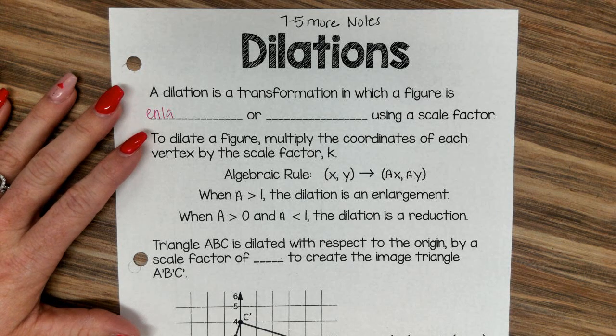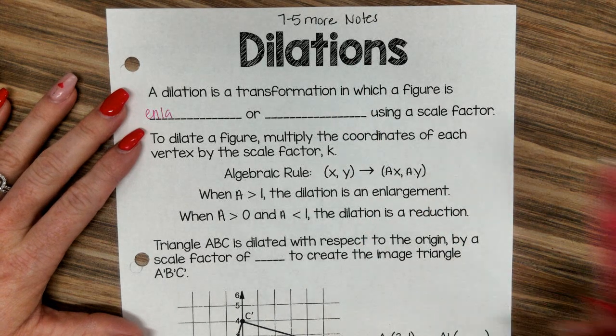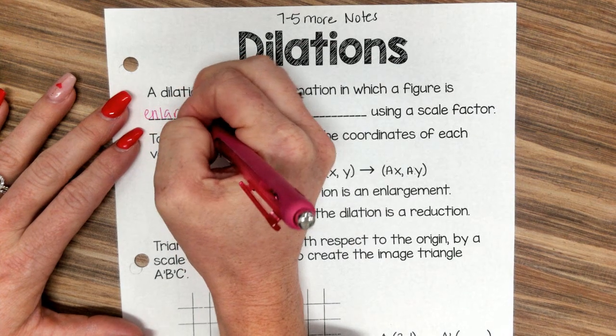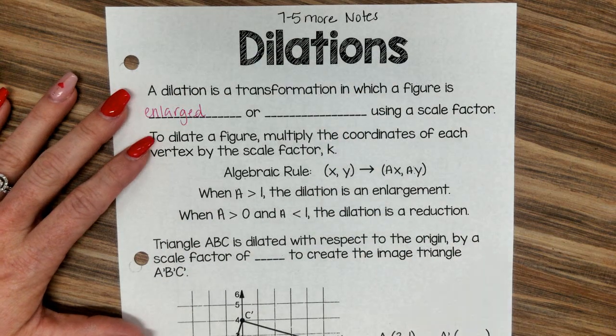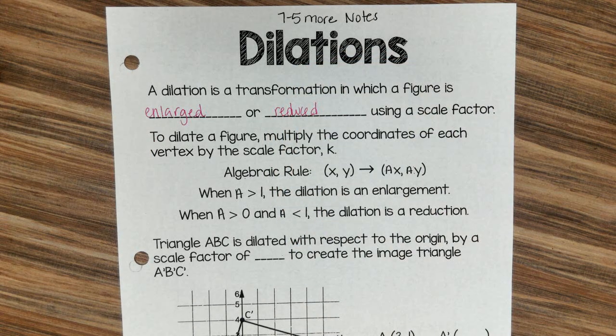Today we're going over dilations for the second day. This is our last transformation. A dilation is a transformation in which a figure is enlarged or reduced. What does enlarged mean? Get bigger. What does reduced mean? Get smaller. And this is using a scale factor. Remember, the scale factor tells you how much bigger or how much smaller.